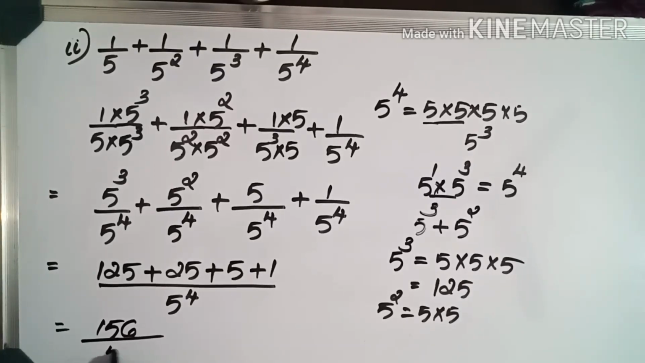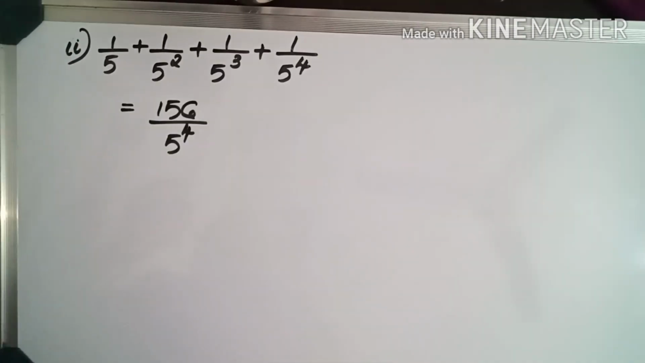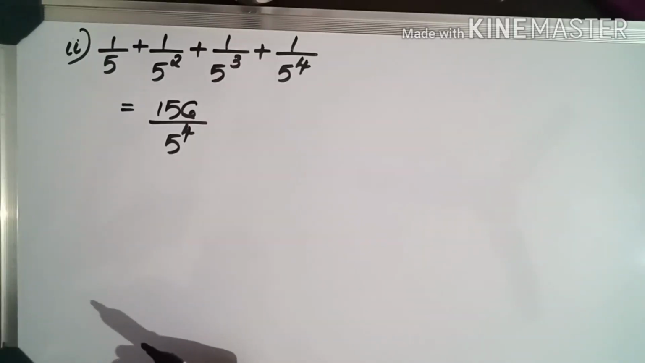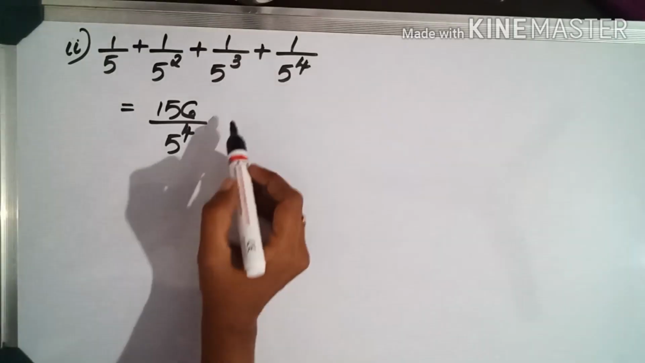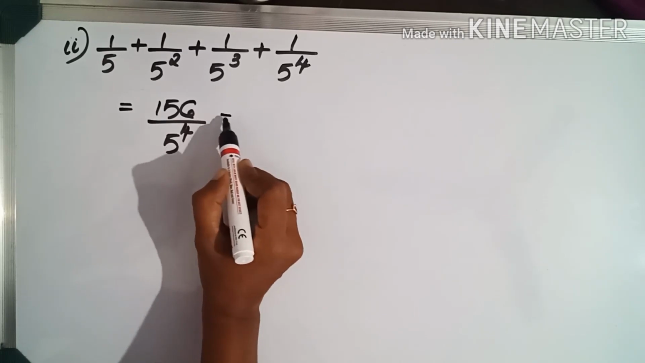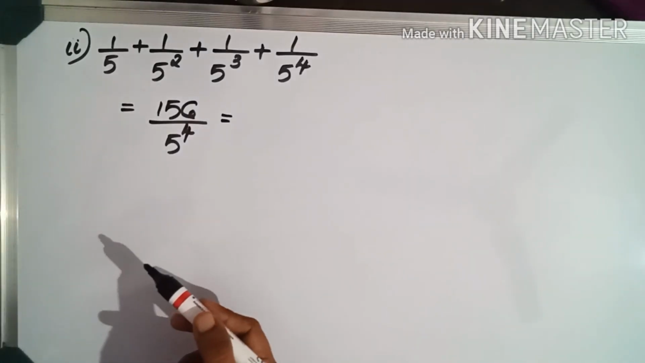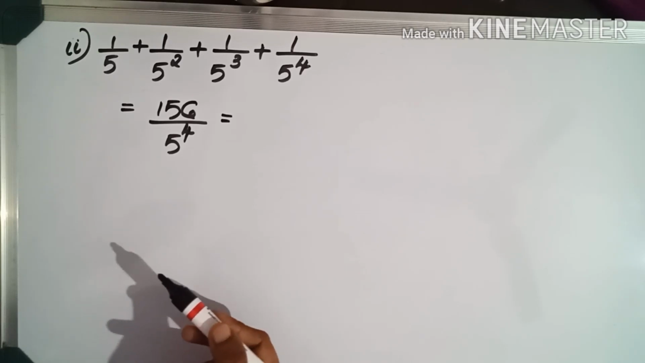156 by 5 raised to 4. Okay, so we got the fraction sum as 156 by 5 raised to 4. Next we need to find the decimal form. Now in order to find the decimal form, we need to convert the denominator into powers of 10.